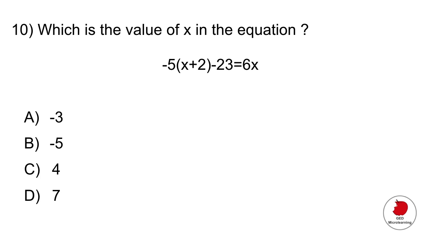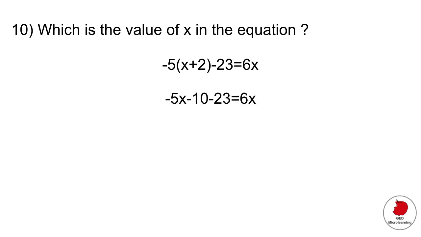Which is the value of x in the equation below? Okay, so it gives you this equation. It's not necessarily very hard, but it's kind of one of these messy ones. So what you have to do first is multiply this minus 5 multiplied by x, and then minus 5 multiplied by 2. All right, so let's do that right now. So we would end up with that expression, minus 5x minus 10 minus 23. Then we're going to go ahead and solve this part in the middle. So minus 10 minus 23 is minus 33.